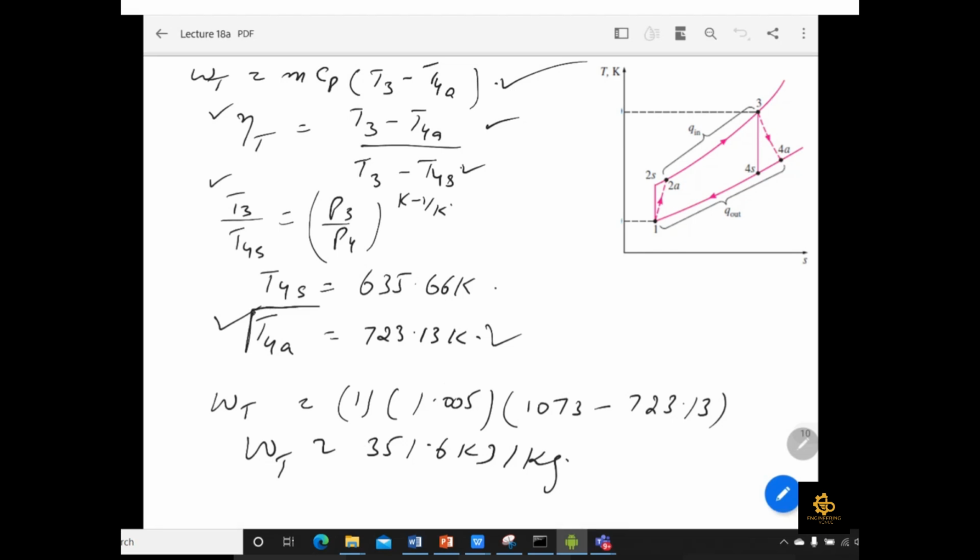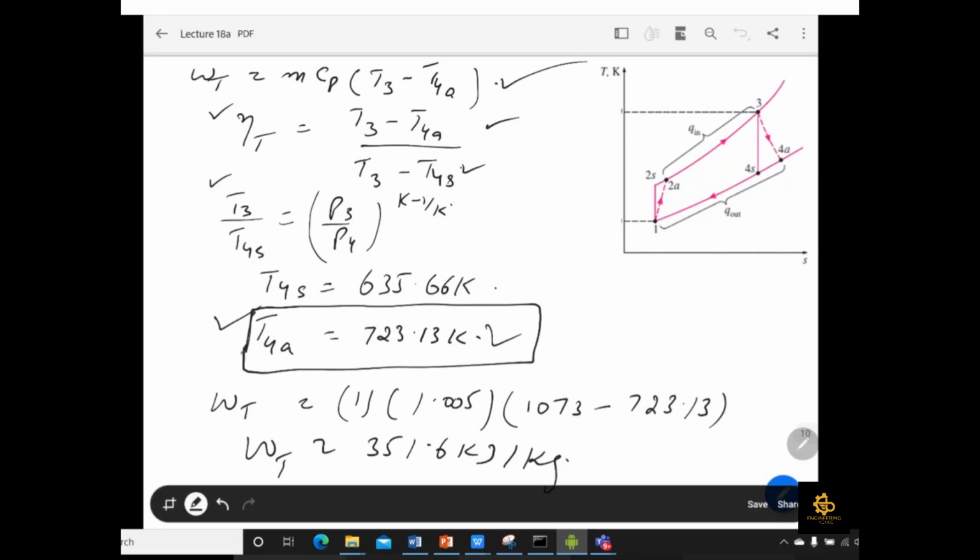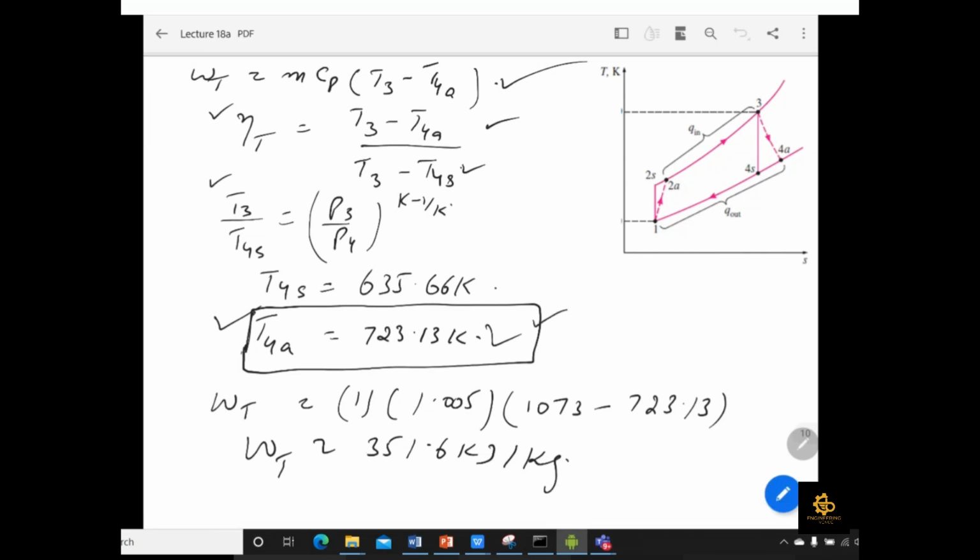Another thing asked in the question is that you have to find the turbine exhaust temperature. This is T4A. This is also required in your question, so this is also one answer.